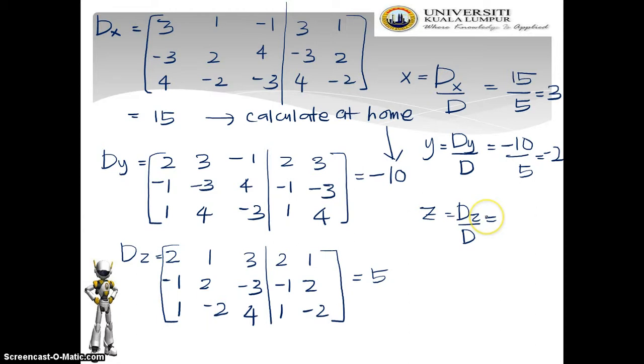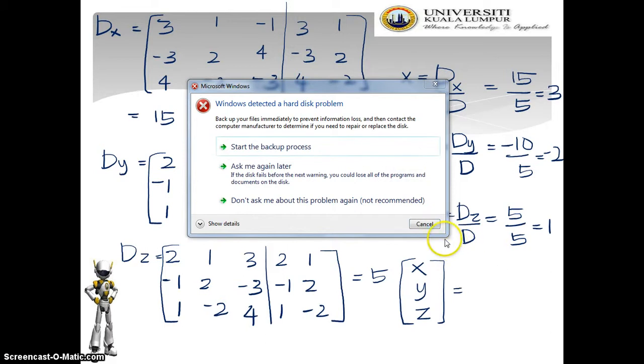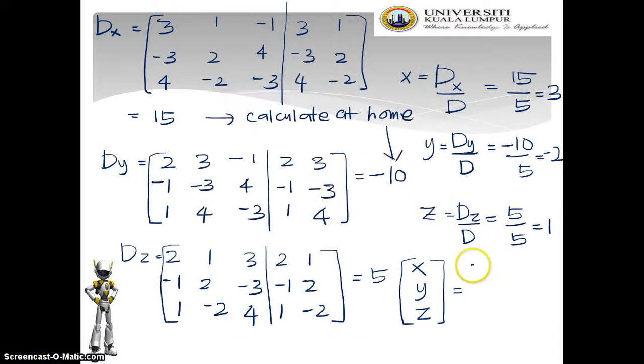Okay, the final answer you should write in matrix form. So x, y, and z, your conclusion should be 3, negative 2, and 1. So this is your final result for this particular exercise.